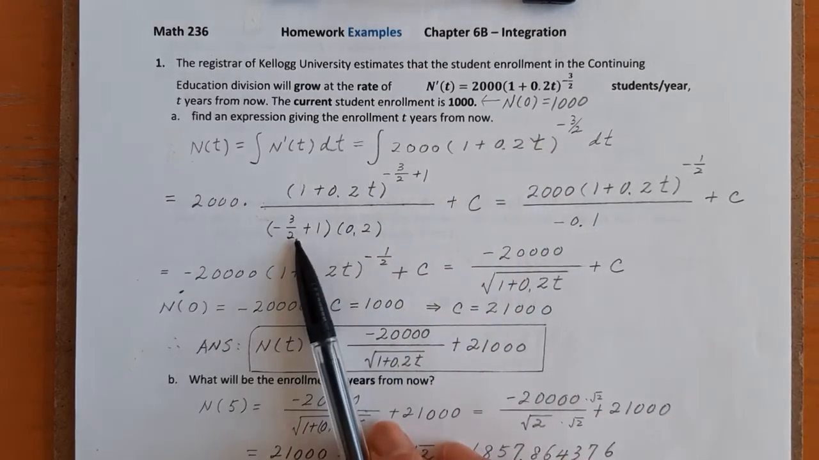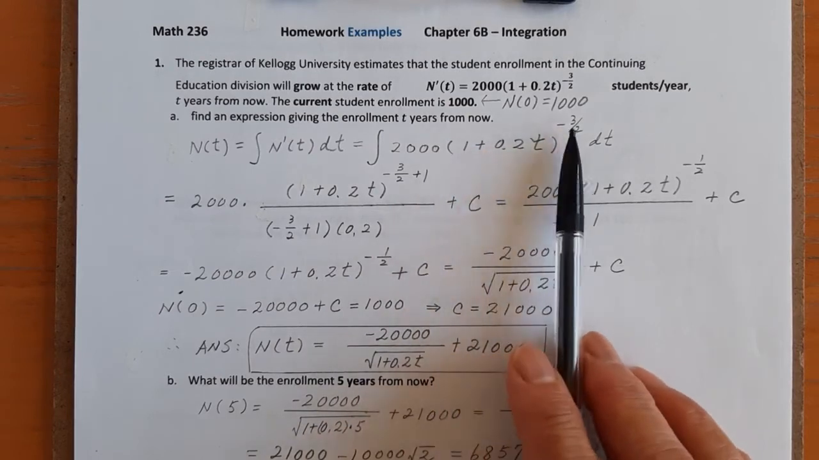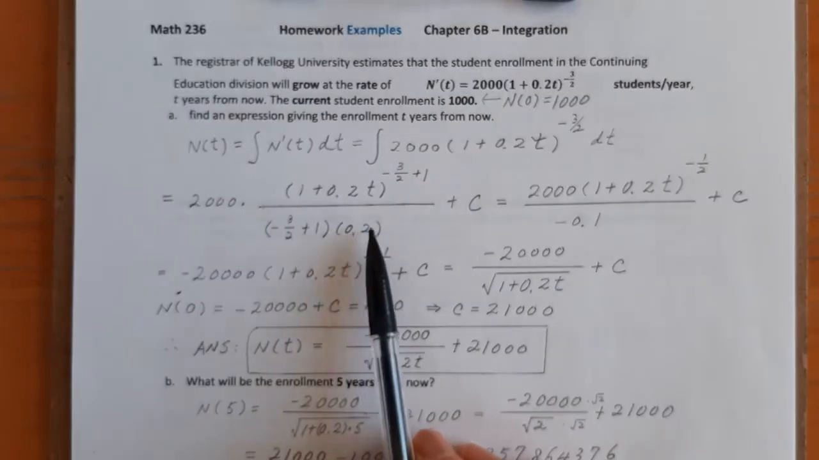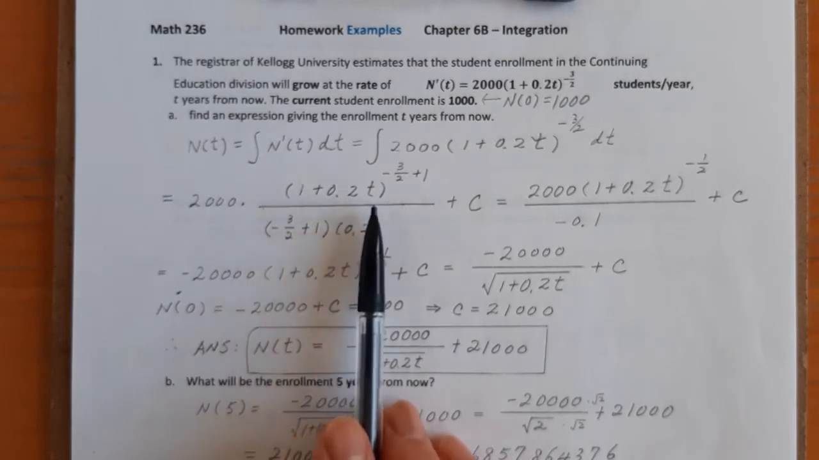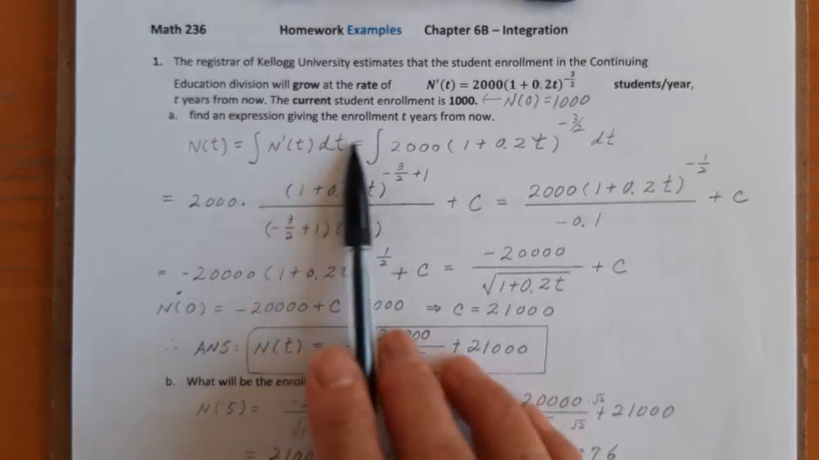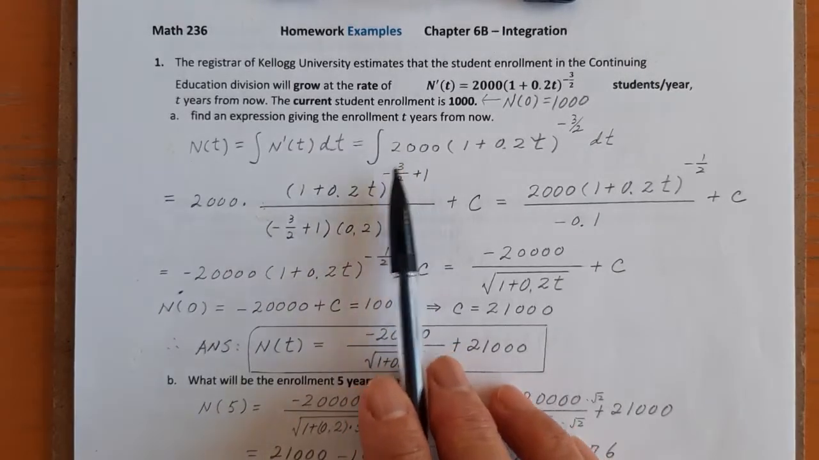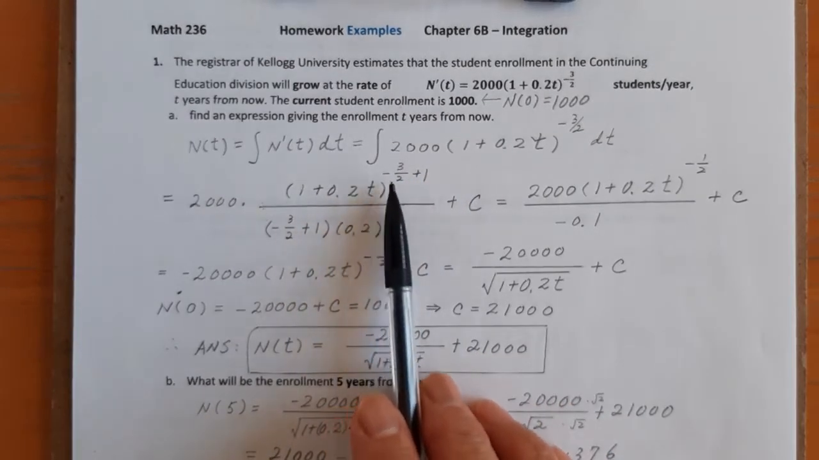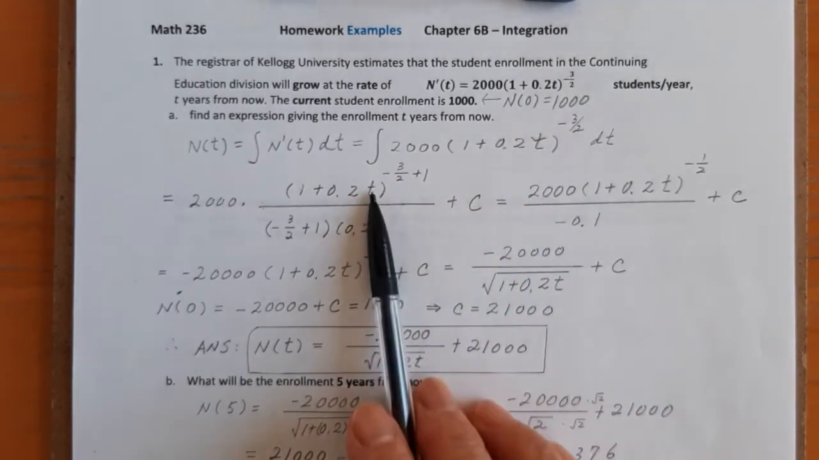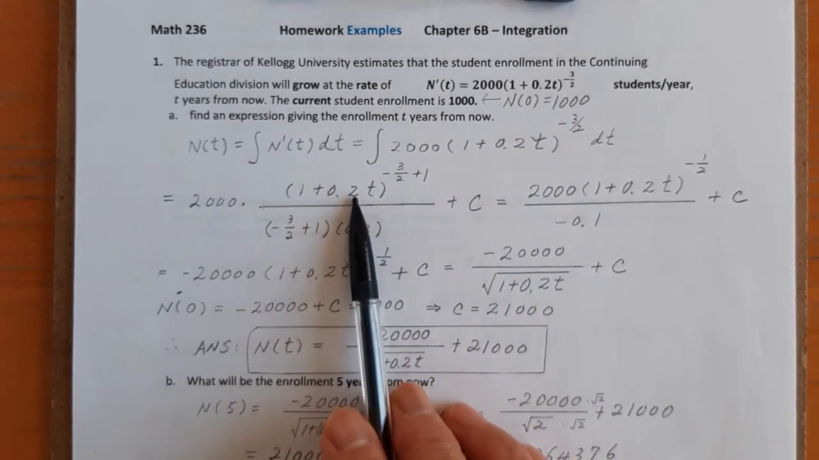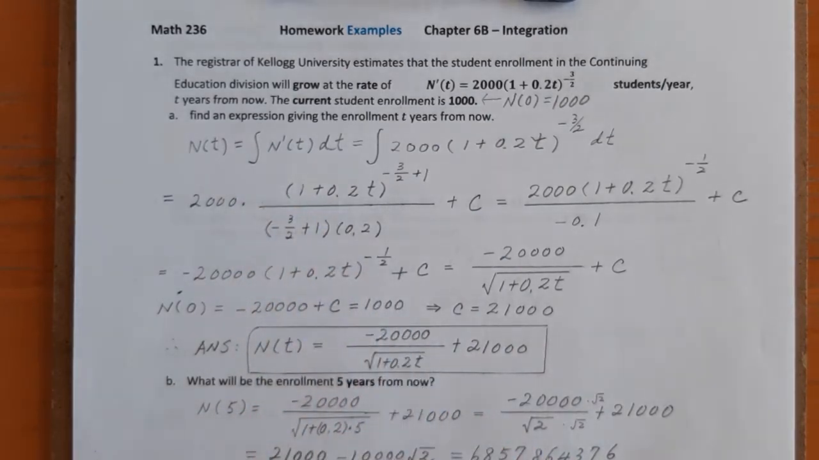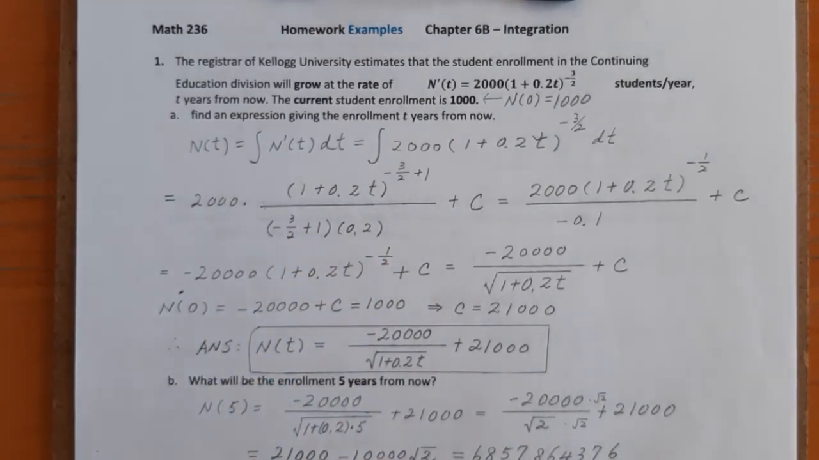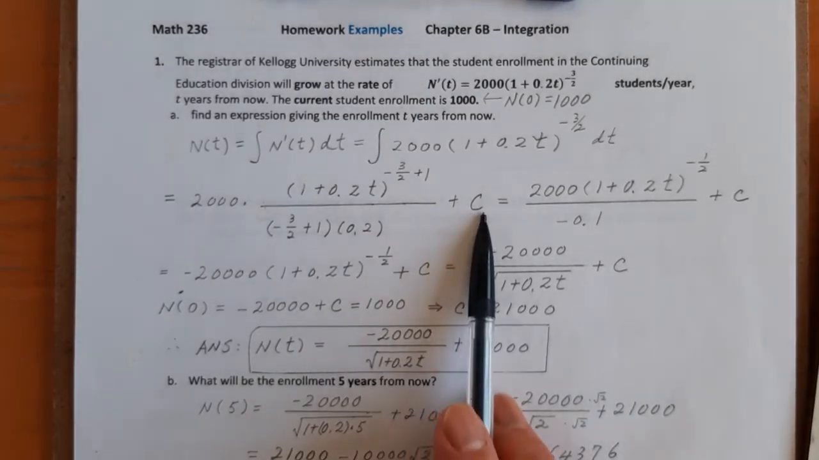Negative 3 over 2, add 1. And then this is u to the power negative 3 over 2 plus 1, and then you divide it by 0.2. Because you can check this: you take the derivative, minus 1, you get 1 plus 0.2t to the power negative 3 over 2. Use the chain rule, the derivative gives 0.2, which cancels with the denominator. So you have to divide by 0.2 on the denominator, and plus a constant c.